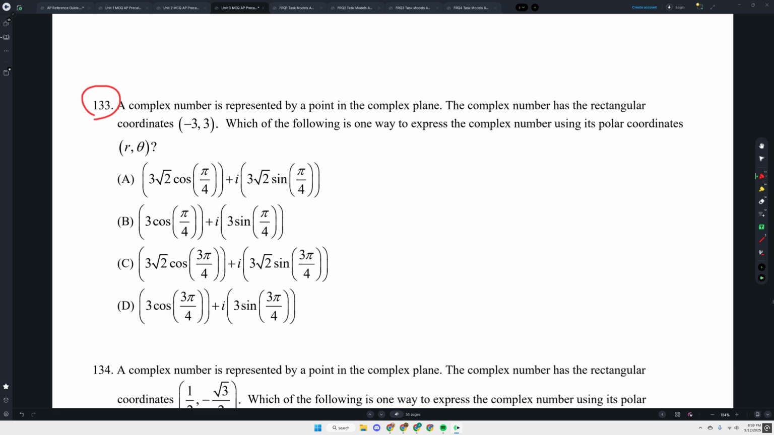Alright, don't just base your answer off what other people are clicking, because you're not learning. So yeah, I'll write the formulas. R is equal to the square root of x squared plus y squared, and then tan theta is equal to y over x, and you can find the inverse of both sides.